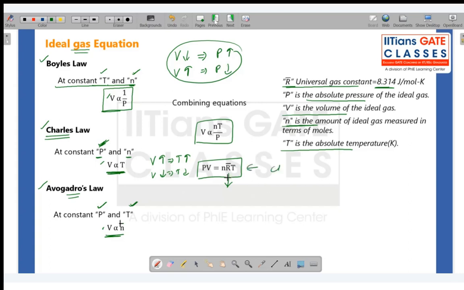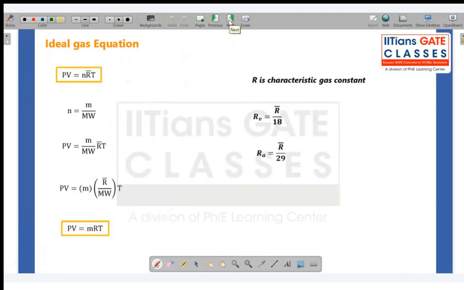Now this is the equation that mostly chemical engineers use. Chemical engineers, why? Because it has number of moles. n is number of moles. So they mostly use this equation. We do not use this as mechanical and aerospace engineers. I mean, we use this, but not very frequently.